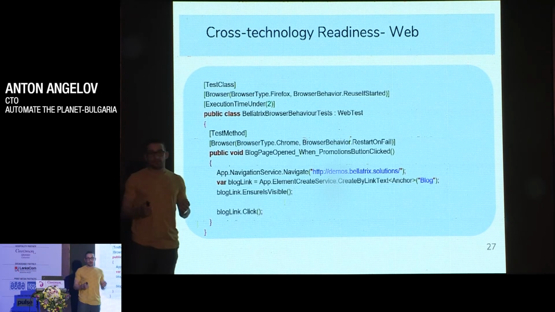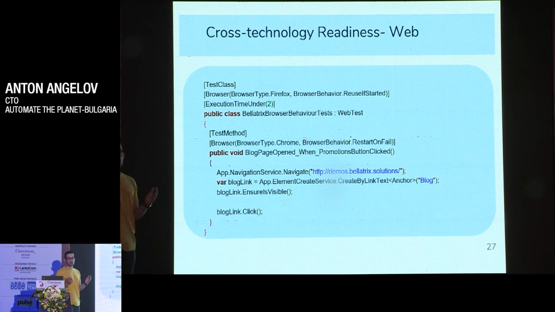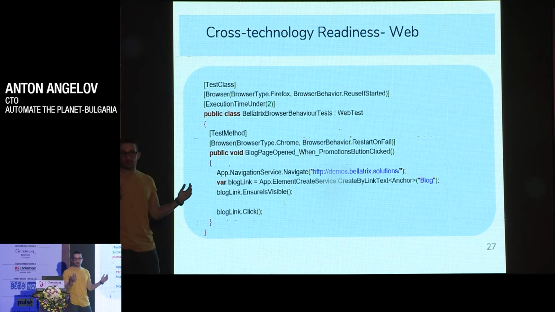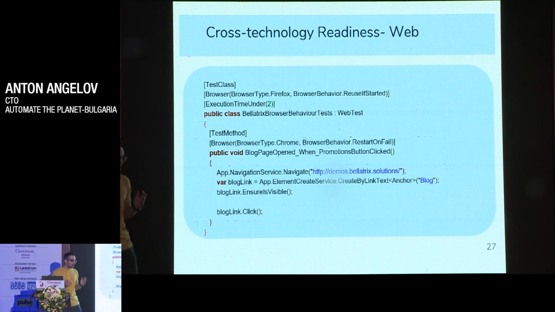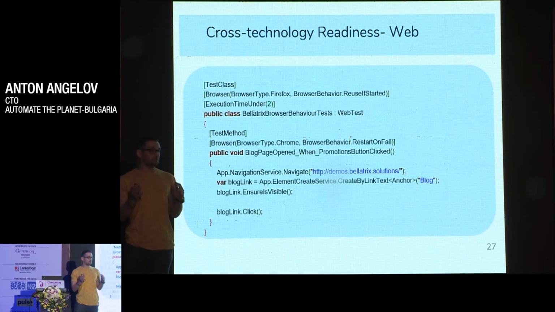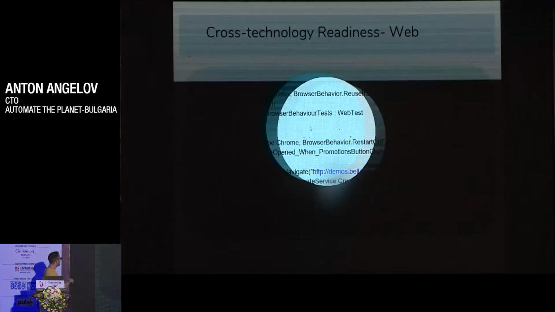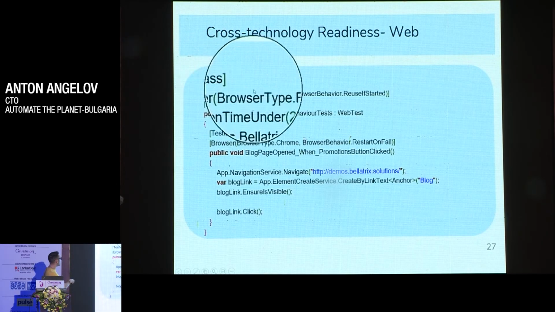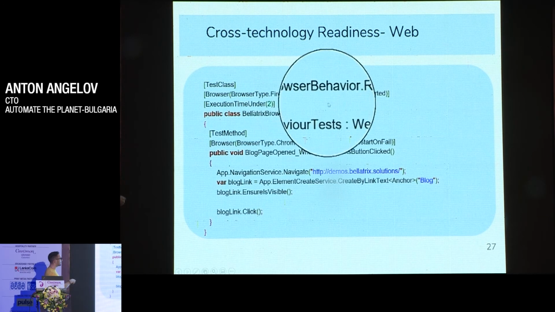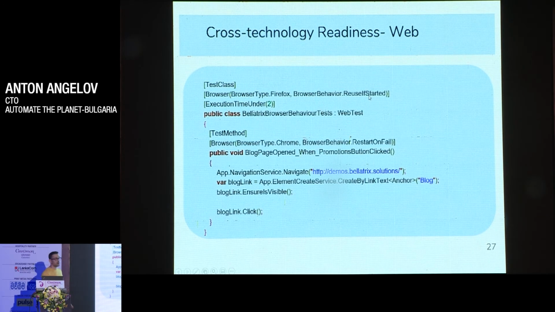As mentioned, a big part of what I believe the future generation of frameworks should be is that they need to support all these different technologies like web, mobile, desktop, etc. But most importantly, the framework should be designed in a way that the way you write the test is almost identical. Let me show you. For example, this is a simple web test written in Bellatrix. Here, we have this browser attribute mentioning which browser the framework should use and what should happen at the end of the test.